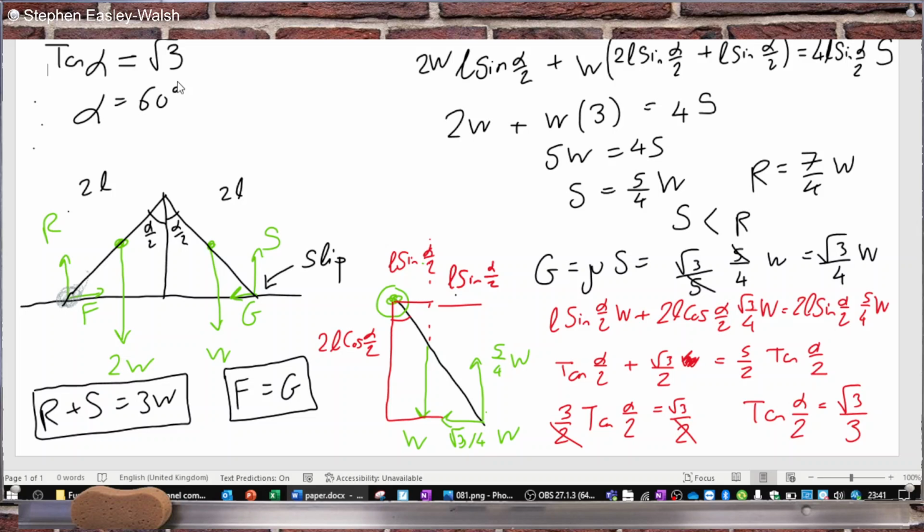60 degrees seems like a nice answer. I was a teeny bit off last time. I got 69 degrees. I'm feeling better about this answer. But again, it's 20 to midnight. So if you spot a mistake, do let me know.